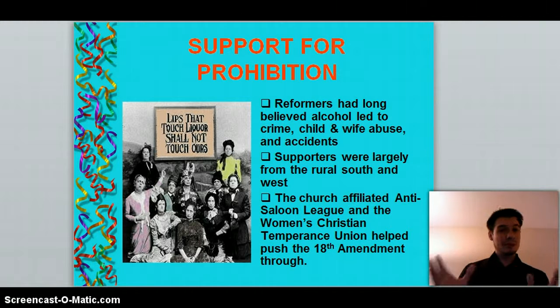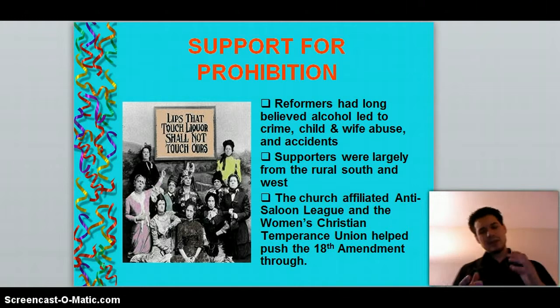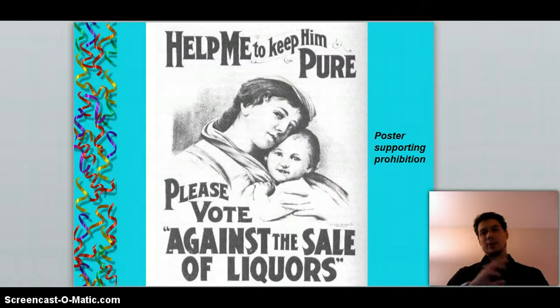And again, there's support for the amendment. We do have a lot of people from rural countries and women and sometimes even children, because they feel that alcohol leads to crime, child abuse, wife abuse, and other accidents. Supporters were largely from the rural South, including a lot of churches. And again, they put out propaganda posters much like this.